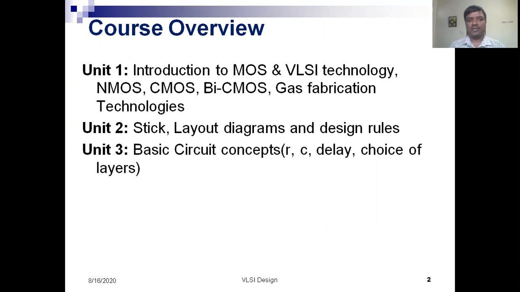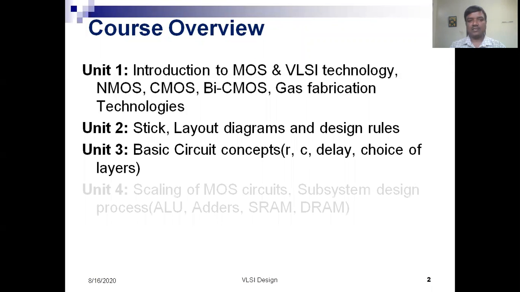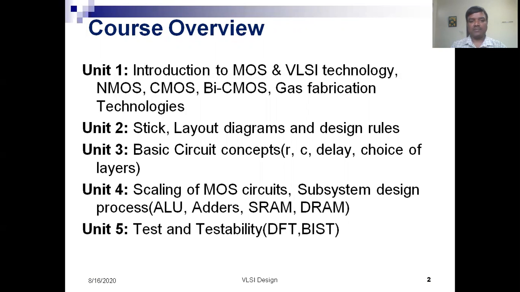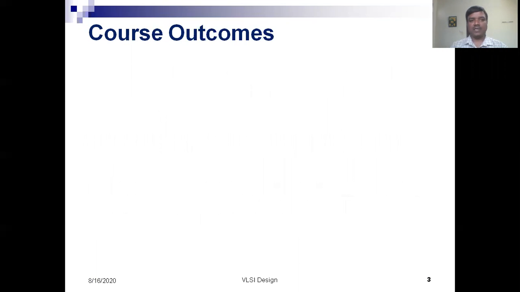Next, in unit 3, we are going to see the basic circuit concepts like sheet resistance, capacitance, delay parameters, and choice of layers. In unit 4, we are going to discuss the various scaling parameters and scaling of MOS circuits, and subsystem designs of adders, multipliers, ALU (arithmetic logic units), and memory elements, SRAM, DRAM. And in unit 5, you are going to see CMOS testing and testability, like design for testability and built-in self-test, all these parameters.